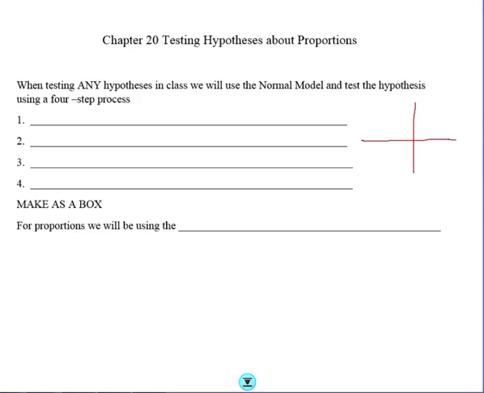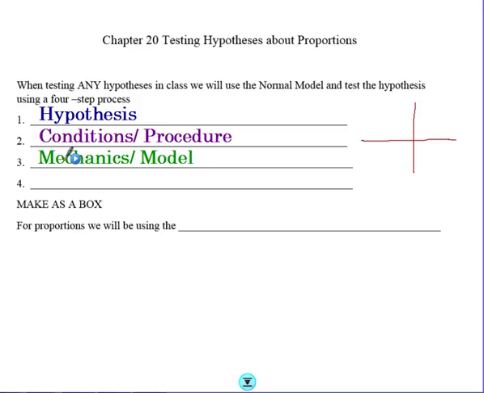Any hypothesis test that we do in class, we're going to be using the normal model, and then we're going to be testing the hypothesis using a 4-step procedure. This process stays the same from chapter 20 to 27. These 4 steps are never going to change. Step 1 is to state the hypothesis. Step 2 is to state your conditions and your procedures. Step 3 is to show your work, your mechanics, and your model. And then step 4 is to draw your conclusion.